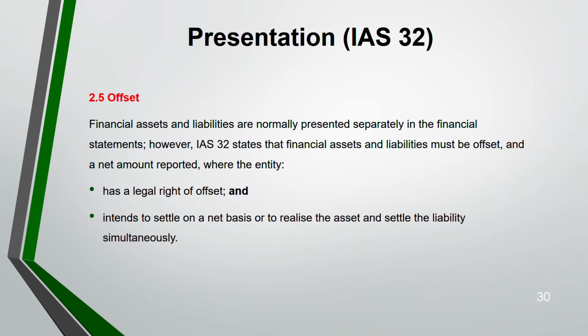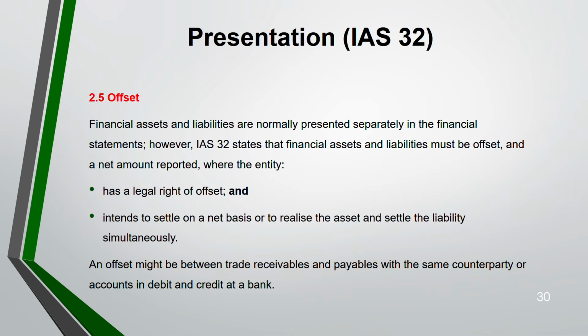If the question does not say anything about the legal right or settling on net basis, assume you can't offset and you will show financial asset and financial liability separately. That's like the default position, the norm. Normally we present separately only. I've not seen any question where they have told that you can offset. But let's say, assume in your case, for March 2026, they say that there is a legal right, they are settling on net basis, then you can offset.